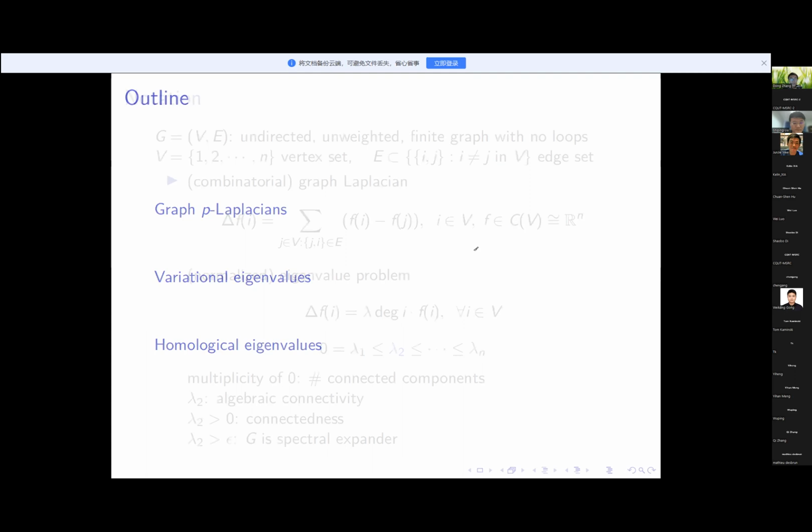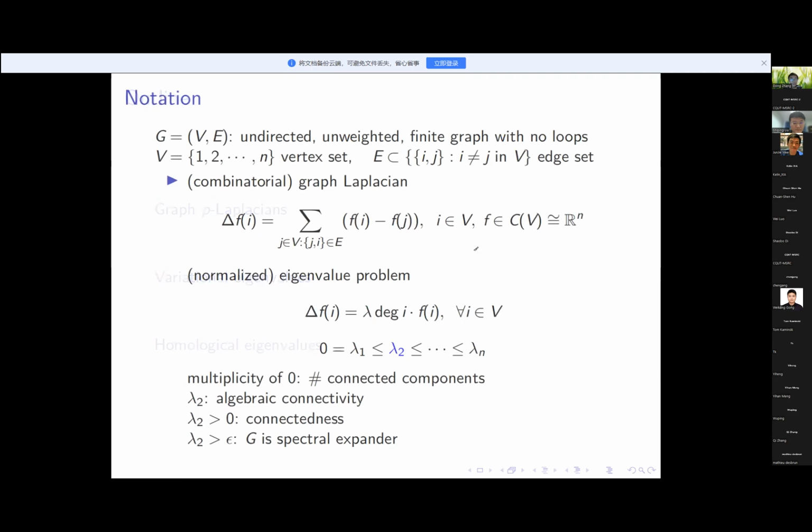Okay, so first let's fix some notations. We use G to denote a simple graph, and for convenience in this talk, we always assume G is undirected, unweighted, finite with no loop. We let V be the vertex set and E be the edge set of G. And the well-known graph Laplacian is defined by this formula, and its normalized eigenvalue problem can be formulated by this eigenequation. The multiplicity of the eigenvalue 0 is the number of connected components of the graph.